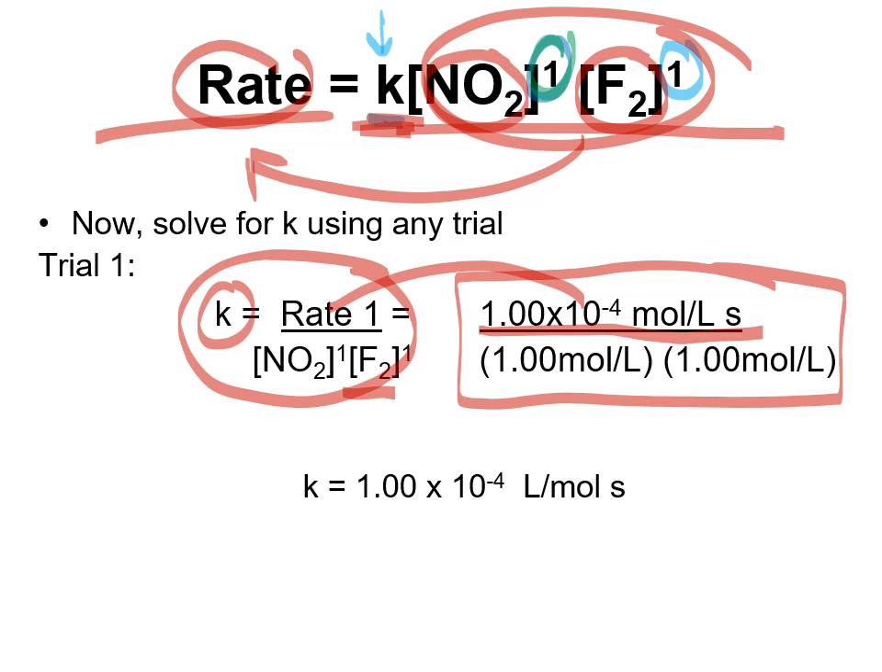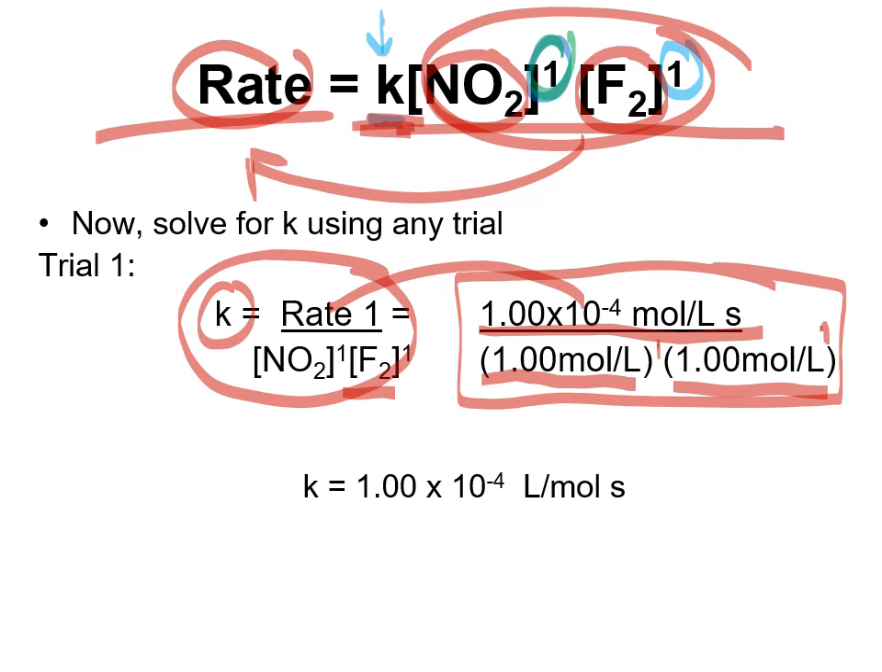is 1 times 10 to the negative 4 moles per liter per second. The concentration of NO2, and I can put a 1 there, is 1 mole per liter. The concentration of F2 from trial 1 is also 1 mole per liter with an exponent 1 on there. And then I go through and solve, and I will end up with 1 times 10 to the negative 4.